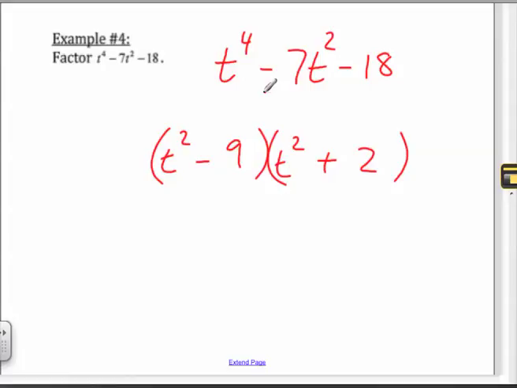Alexander, what's the problem? I see a difference of 2 squares. Exactly. This is a difference of 2 squares.